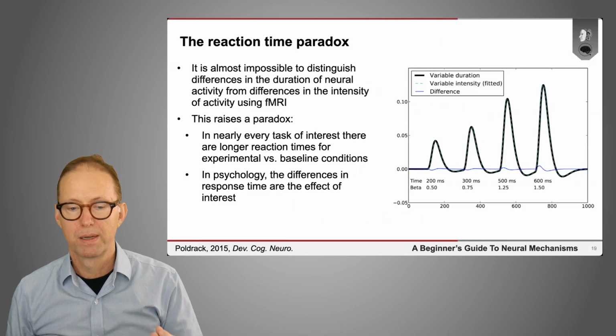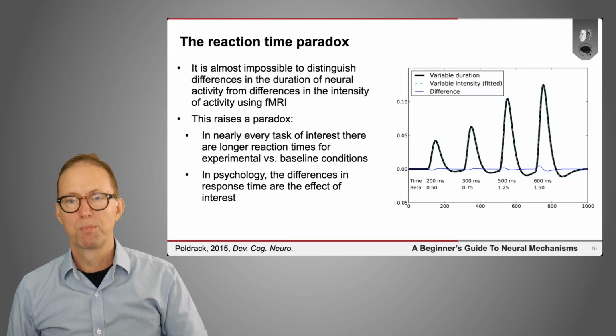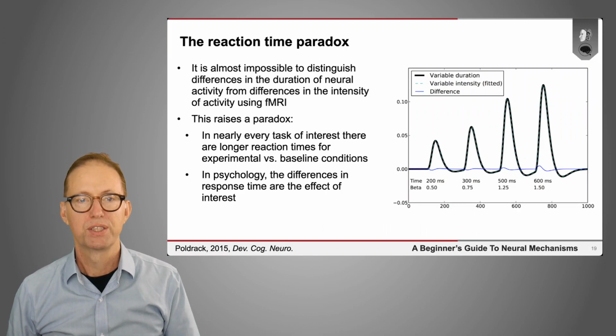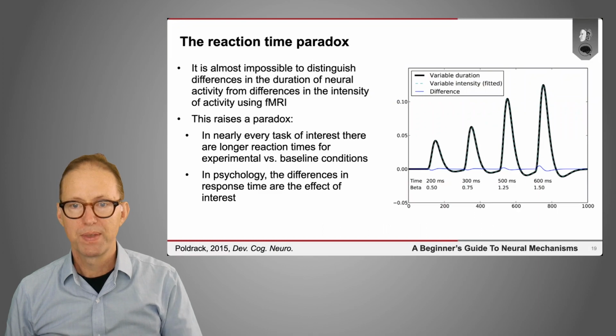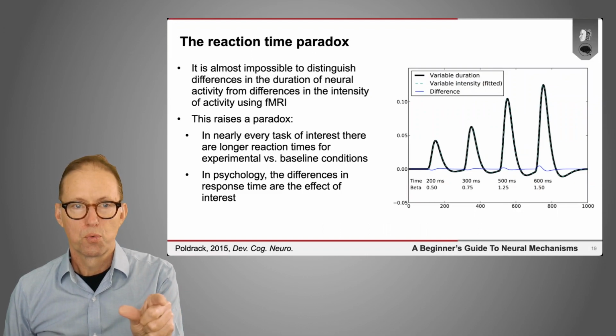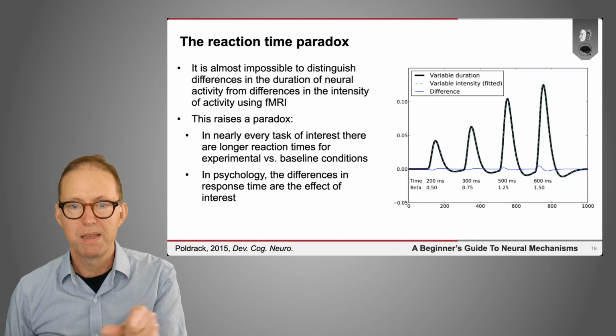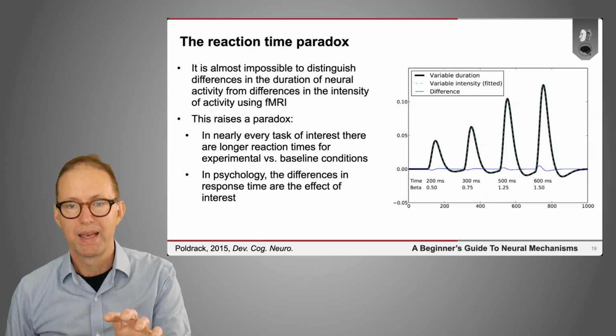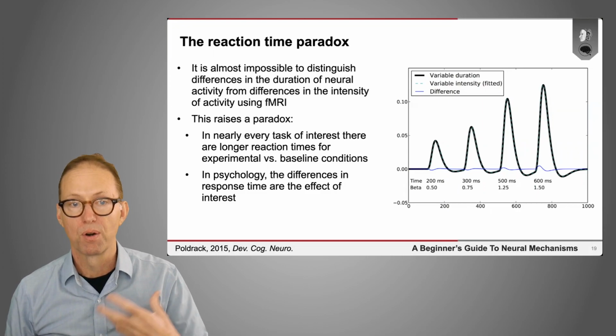So I want to talk about a couple of other challenges in interpreting functional MRI data. And one is what we've come to call the reaction time paradox. It turns out that when looking at functional MRI data, it's almost impossible to distinguish differences in activity related to the duration of neural activity, that is, how many milliseconds were the neurons firing, compared to differences in the intensity of activity, that is, how strongly were they firing during that period, how many neurons were firing.